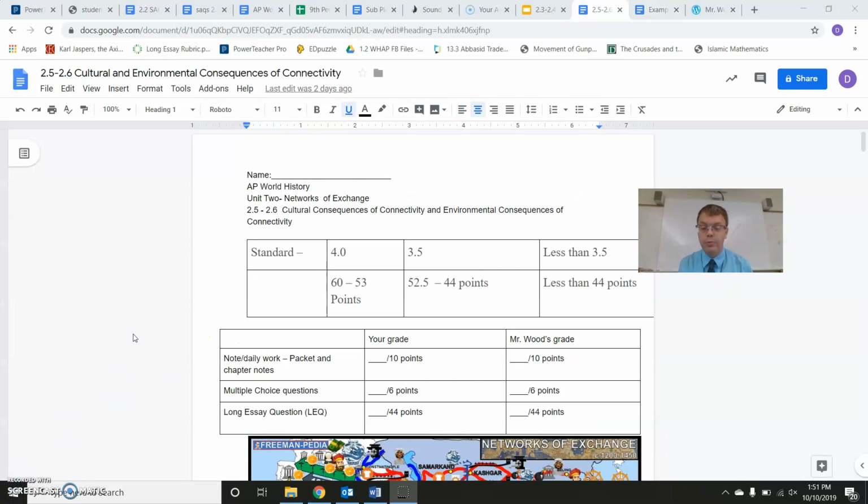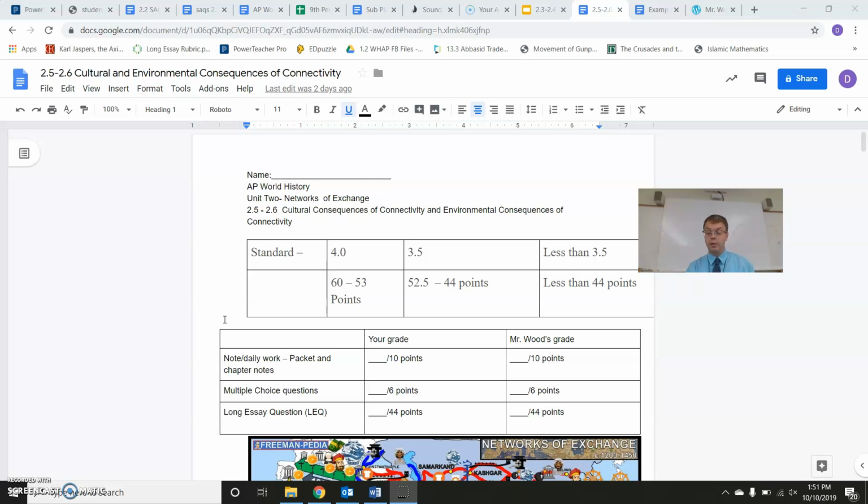I hope that went well. I hope that 10 to 15 minutes of working on that went well. Now we need our amazing, awesome teacher to make sure you all get the new packet, 2.5 and 2.6, which is a combination of cultural consequences of connectivity and environmental consequences of connectivity. That's a lot to worry about. Go ahead and pass those packets out. Make sure that someone can help you.